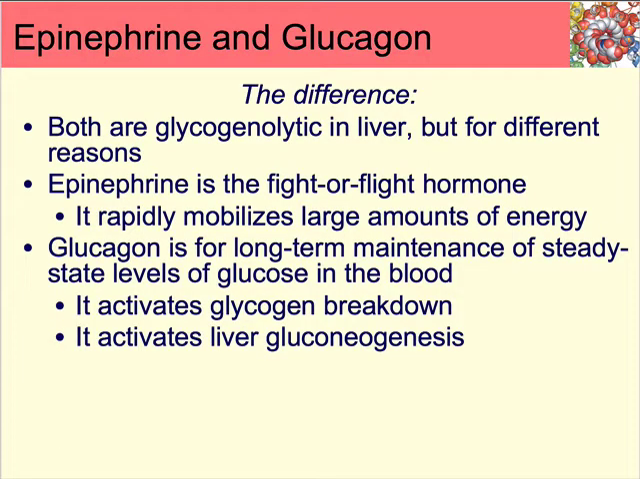So what's the difference really between epinephrine and glucagon? Both of them are glycogenolytic in the liver, that means they cleave glycogen, but they do so for different reasons. Epinephrine is referred to often as the fight-or-flight hormone. It rapidly mobilizes large amounts of energy. It's what makes your muscles tremble a little bit when you see the blue light flashing behind you when you're driving. Glucagon, on the other hand, is for long-term maintenance of steady-state levels of glucose in the blood. It activates glycogen breakdown in a carefully regulated way, and it activates liver gluconeogenesis.